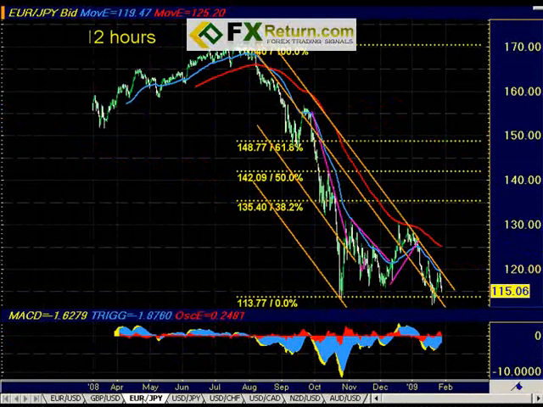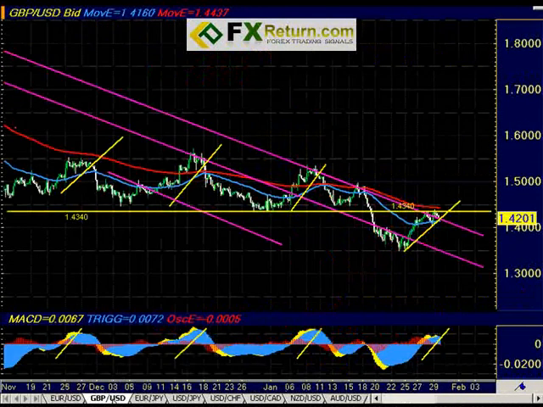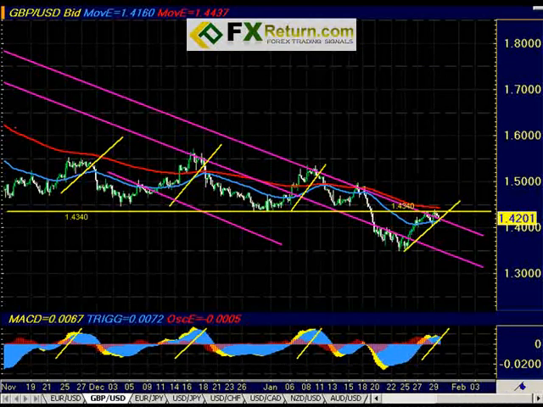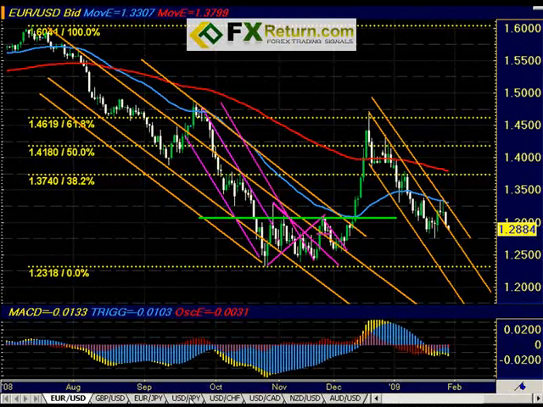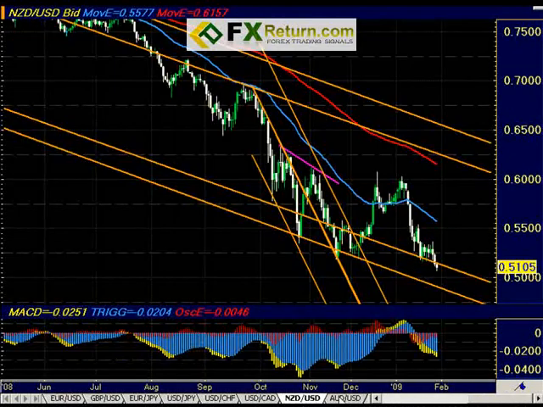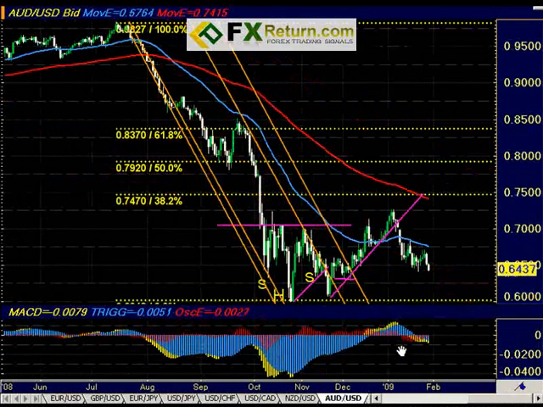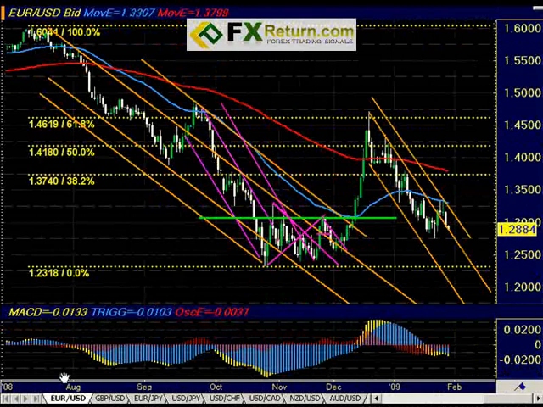Euro Yen, not a lot of momentum, but it could pick up. Same with the pound. It's rolling over at 42.01. And the euro, 28.84. Euro's looking with its momentum a lot like the Kiwi and the Aussie, where we're still building to the downside. So that's my take on the markets right now.